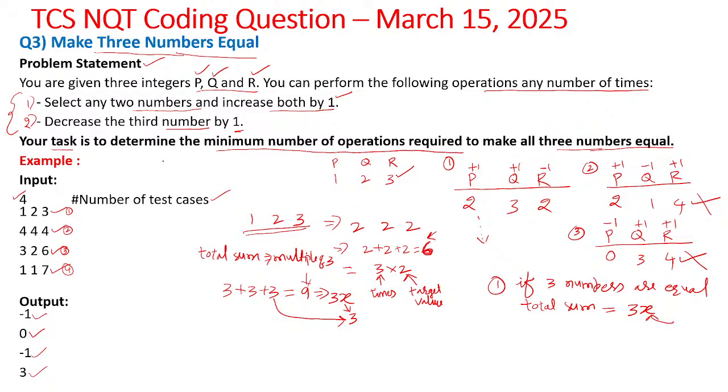You take any combination of these numbers. It is nothing but 3 times a target value x, so it should be a multiple of 3. The meaning is their total sum should be a multiple of 3. This is one observation made. If you can make this, then only it is possible to make these 3 numbers equal.